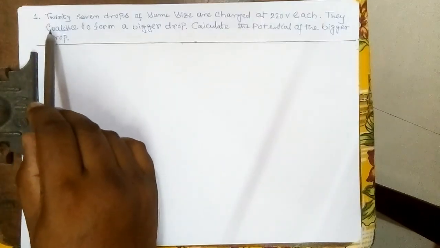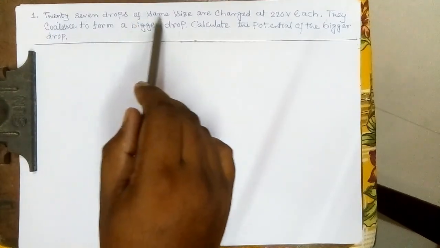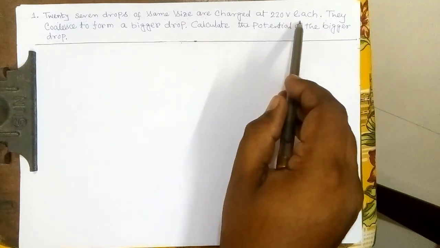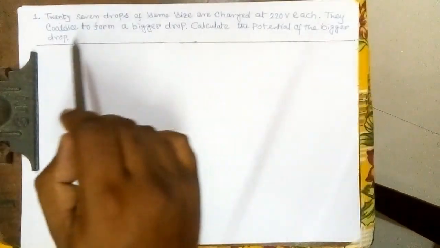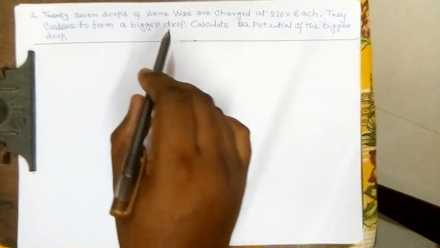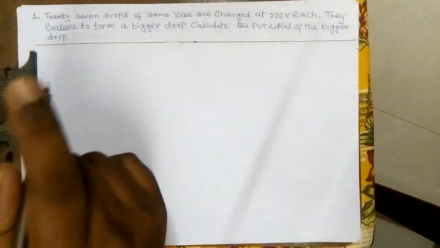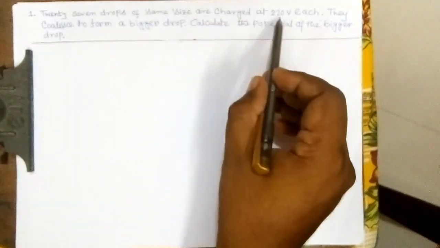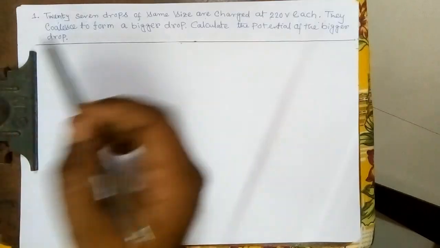So the first numerical I have taken here is: 27 drops of the same size are charged at 220 volt each. Okay, they coalesce to form a bigger drop. Calculate the potential of the bigger drop. The 27 drops have to coalesce and make one drop. So we have to find the bigger drop's potential, and the smaller drop's potential is given, it is 220 volt. So how do we do this, let's see.